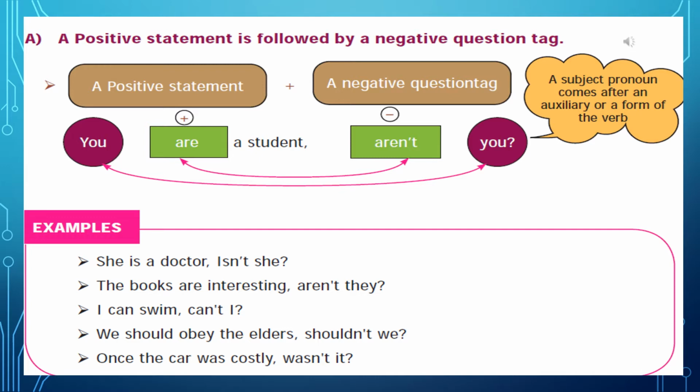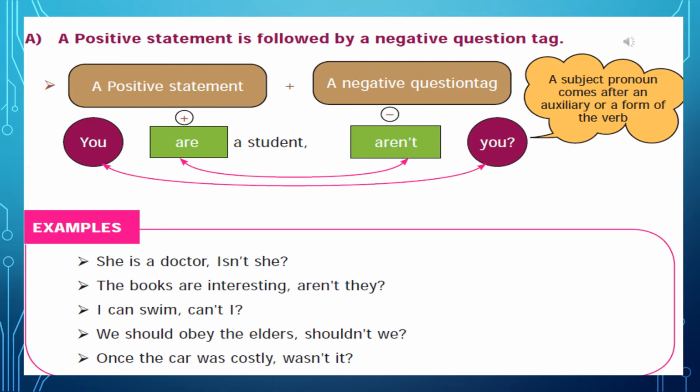A subject pronoun comes after an auxiliary verb or form of the verb. Here, the auxiliary verb is are. So it changes into, you are a student, aren't you? Now, next examples. She is a doctor. Here it becomes, isn't she? The books are interesting. The word are is the auxiliary verb here, so it changes into a negative question tag. Are not they? So it becomes, aren't they?